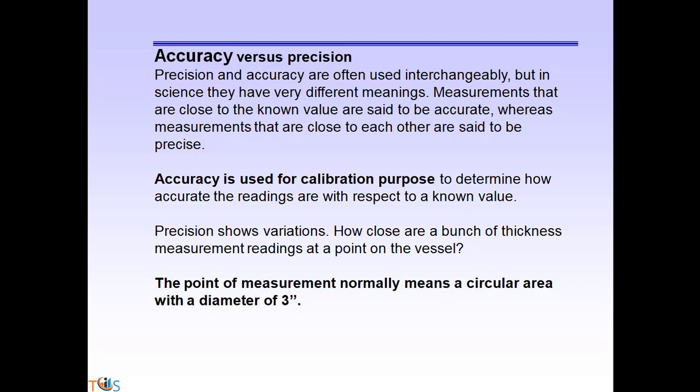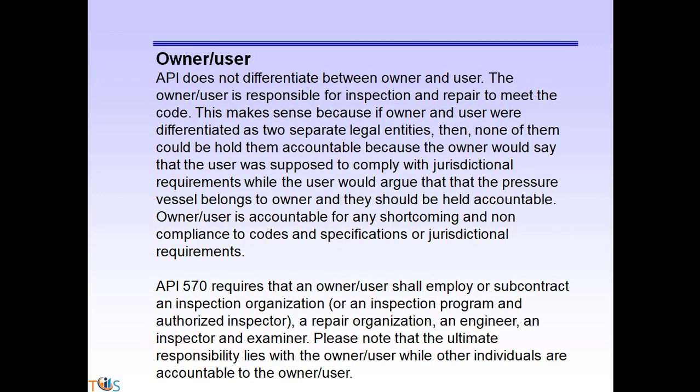The point of measurements normally means a circular area with a diameter of 3 inches. Owner user. API always uses the term owner in conjunction with user. So it's always owner/user because it does not differentiate between owner and user.